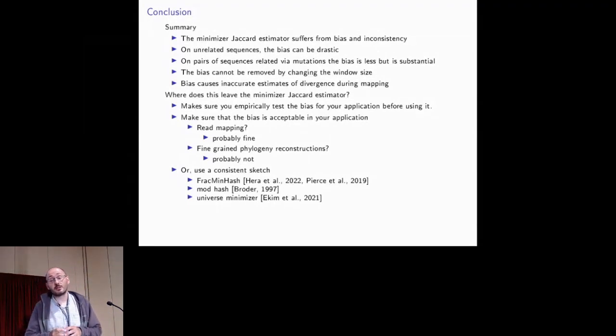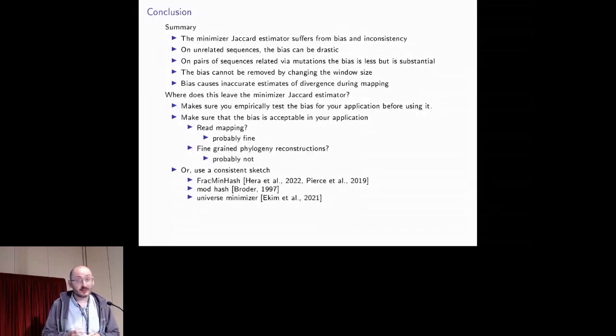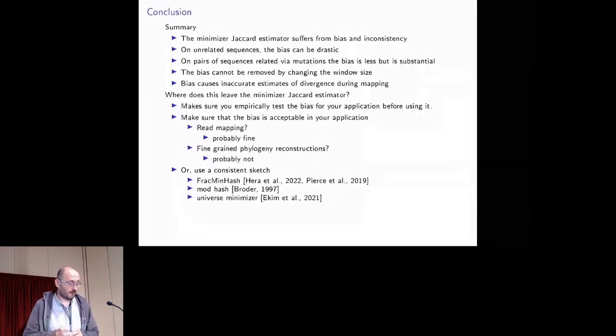Of course, the easy solution is to switch to another sketch that is consistent and has similar properties to the minimizer sketch. For example, a recent paper, fragment hash, showed that this fragment hash sketch leads to a consistent estimator for the Jaccard.